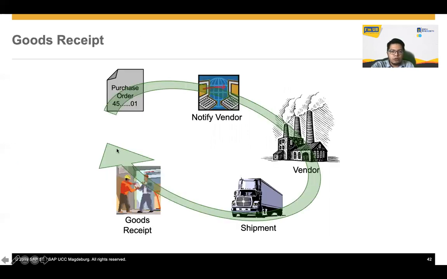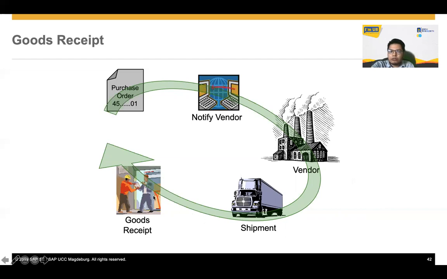So okay, after we create the purchase order, we notify the vendor, right? Notify the vendor, and then the vendor will prepare. Basically they will make the item, or if they already have it, then they directly ship it to us.